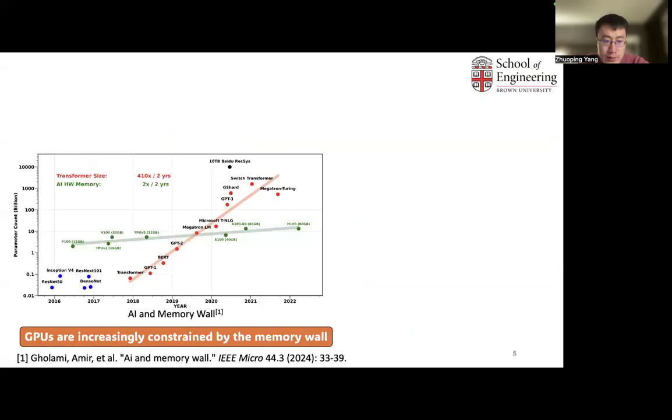But nowadays, the GPUs are increasingly constrained by the memory wall. And if we take a look at this figure, which shows the trend of how memory capacity increases for GPU and how AI model size increases. Every 2 years, the GPU's memory only increased by 2x. But for transformer model size, it increased over 400x every 2 years, which means that we cannot use a single GPU to handle this kind of large models effectively.